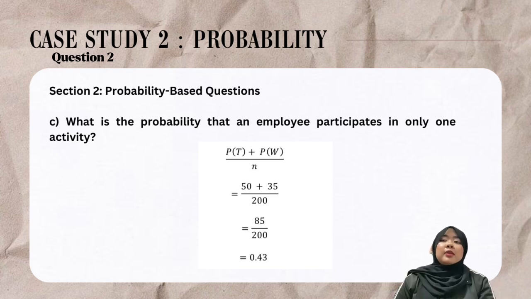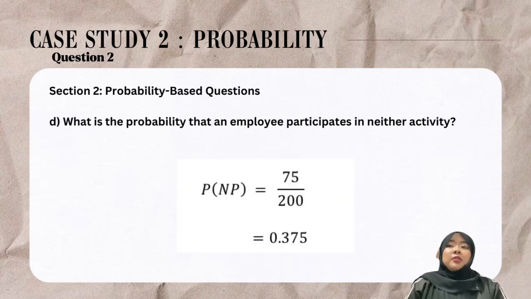The probability that an employee participates in only one activity is equal to the number who do team building only plus the number who do workshop only, divided by the total number of employees. The 50 plus 35 divided by 200, which equals 0.43. Out of 200 employees, 50 did only team building and 35 did only training workshop. So 85 employees did only the one activity. The probability is 0.43. Question D, what is the probability that an employee participates in neither activity?